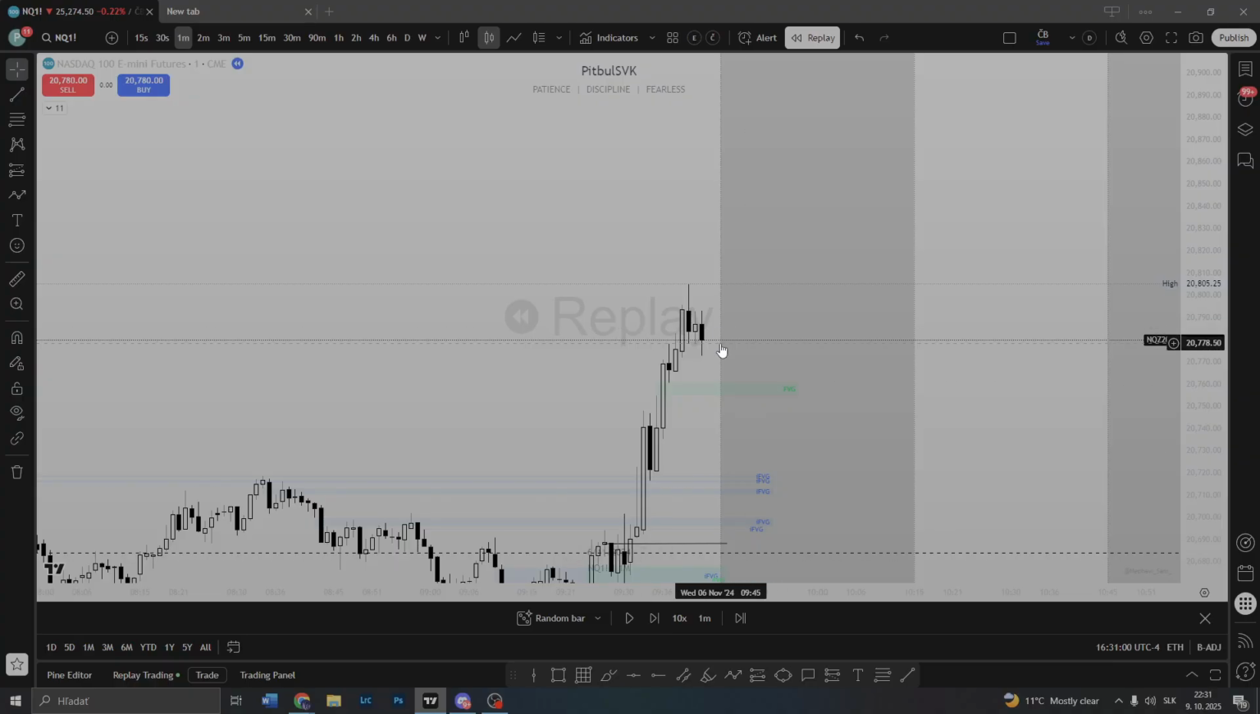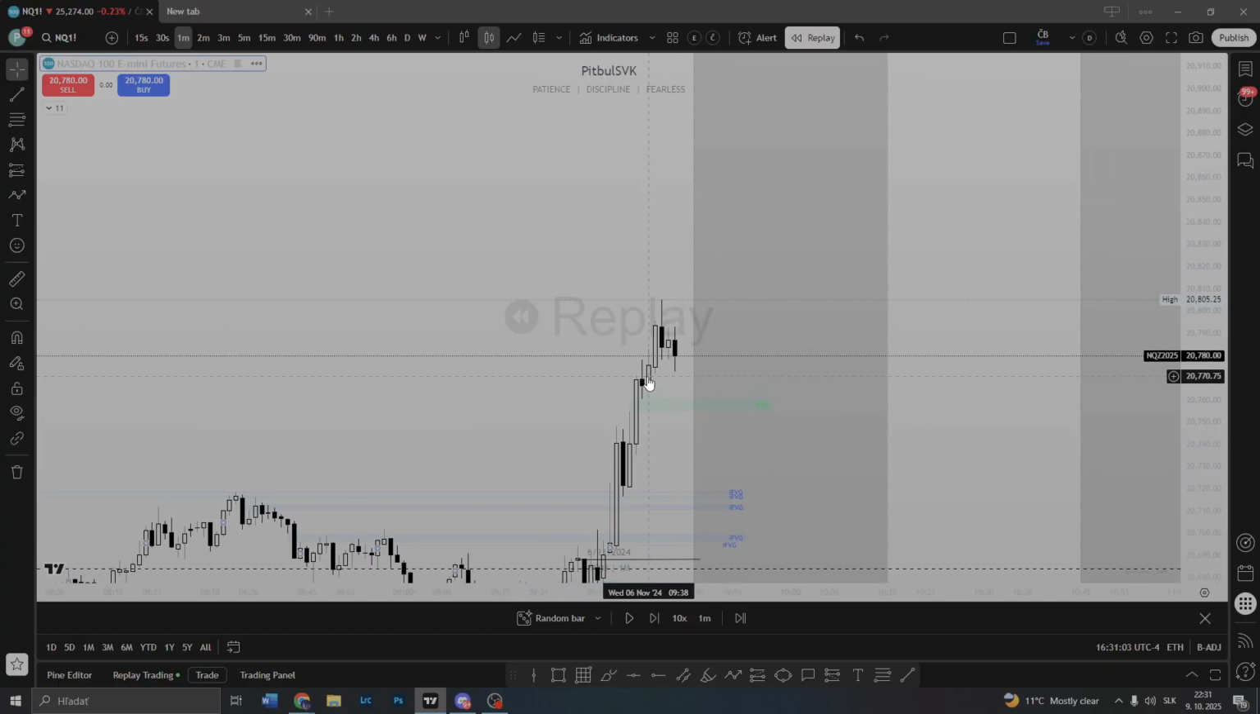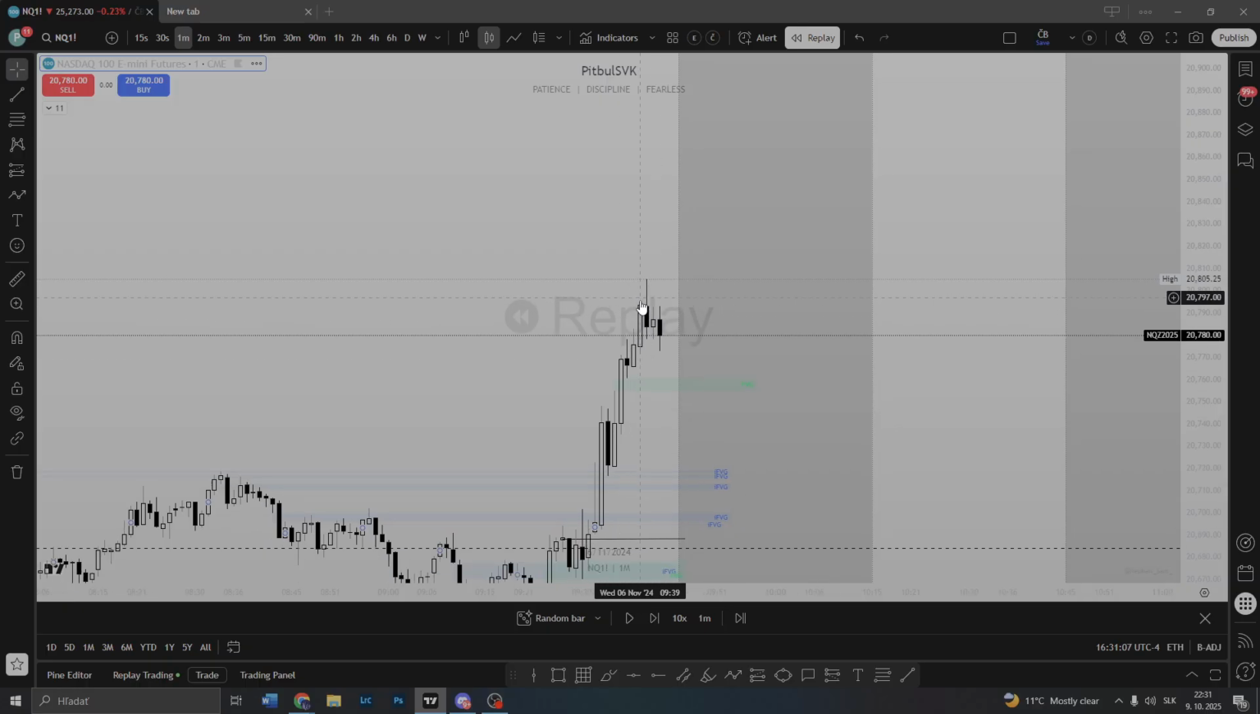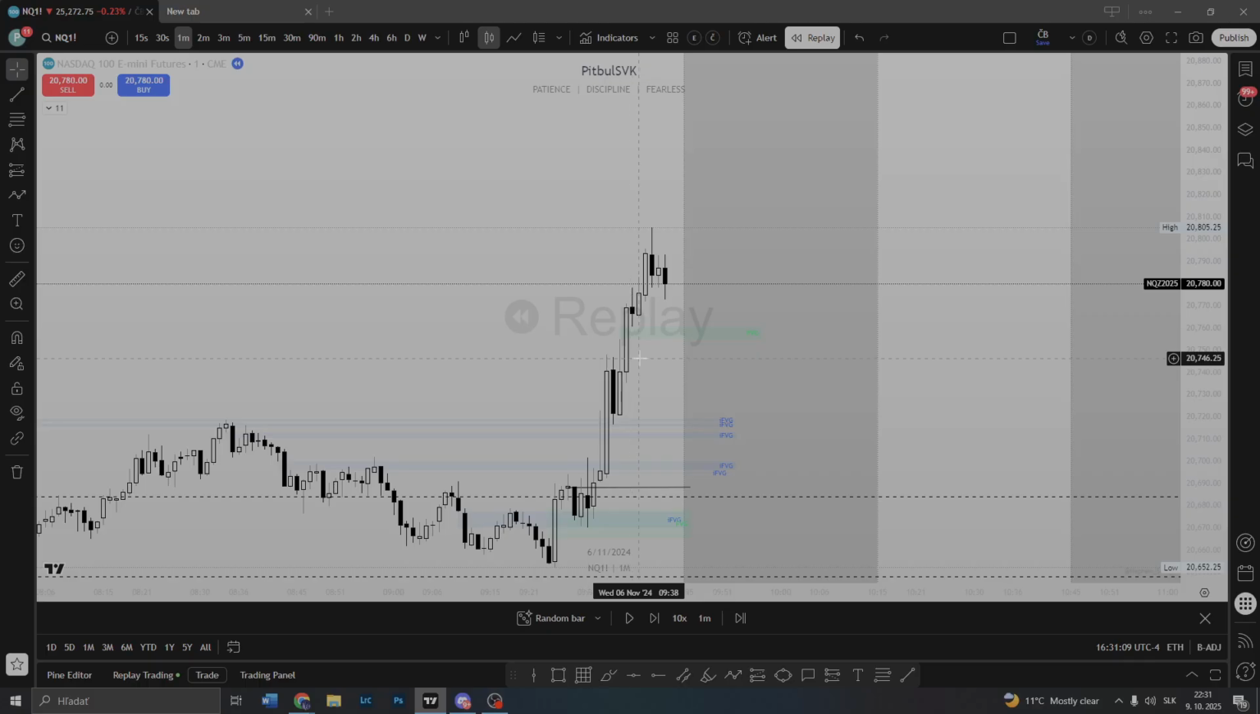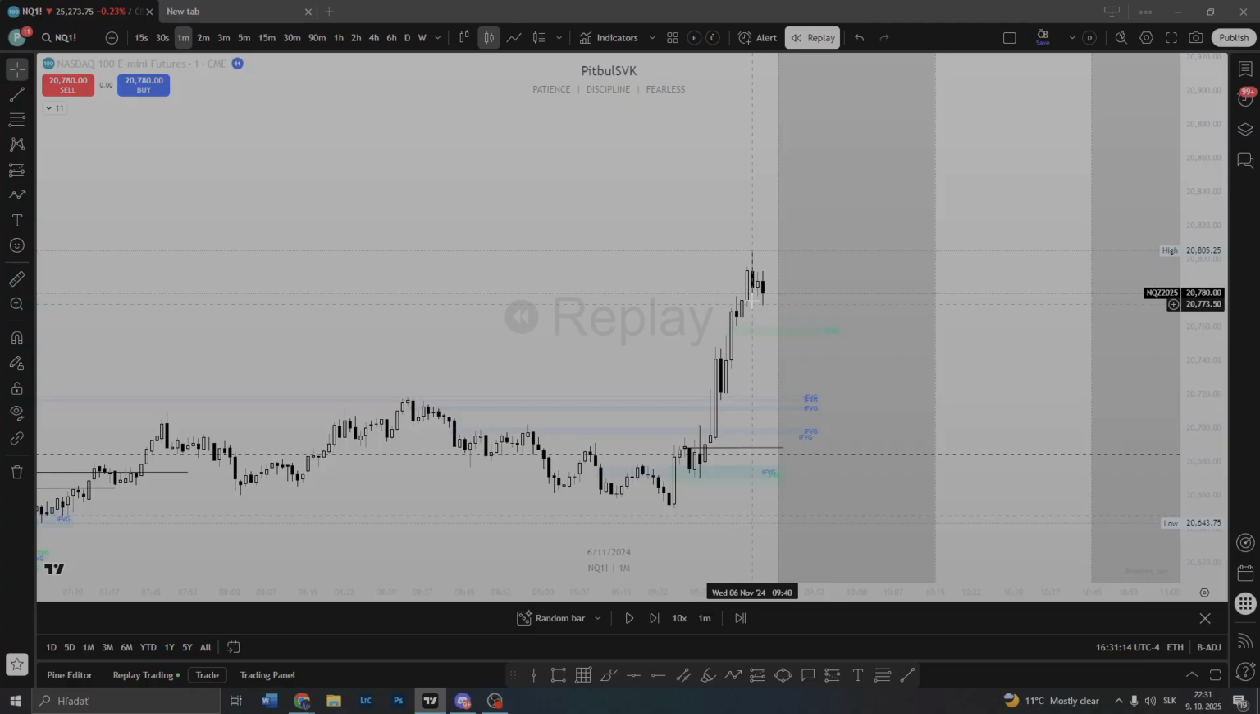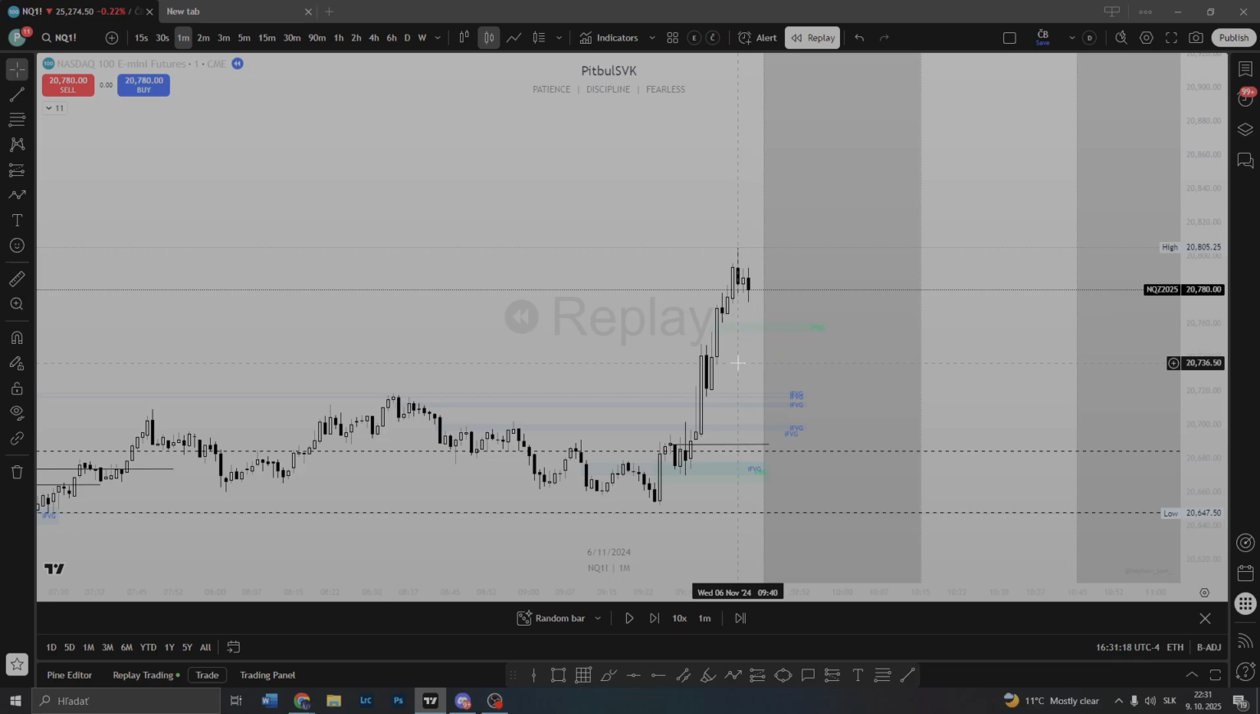Again, just me being too zoomed in. This could be a top for a moment at least, and now it could expand lower again, just from pure market structure right here. Possible top. Now I'd like to see us at least rebalance.